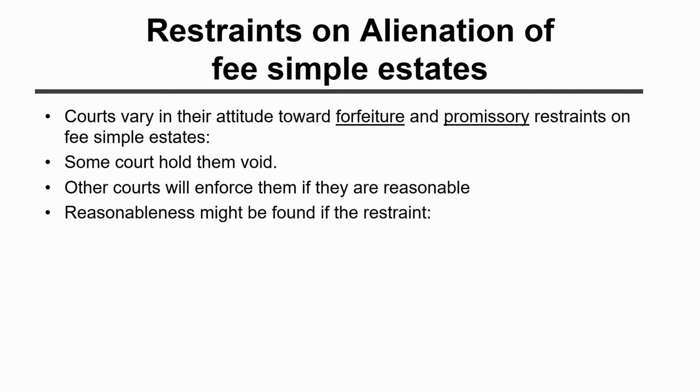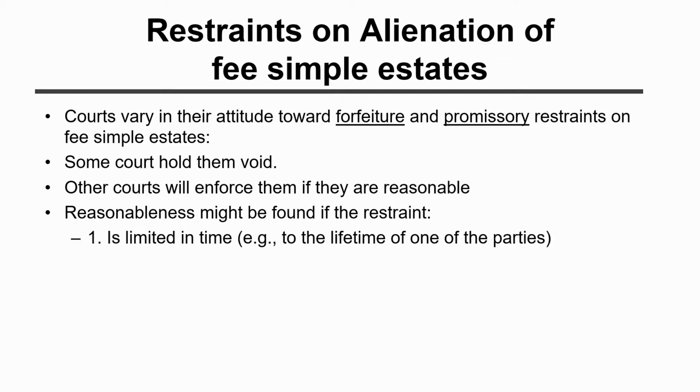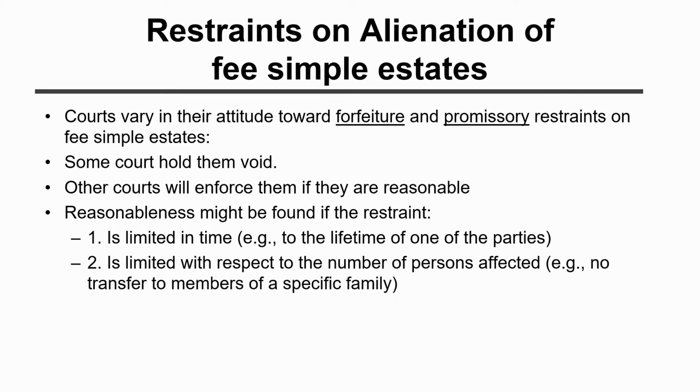Reasonableness might be found from certain factors that we can identify. One of them is that the restraint is limited in the time that it's in effect. For example, it might be limited to the lifetime of one of the parties, either the grantor or the grantee. Or it might be limited to a specific number of years. And if that number of years isn't too long, again, the court might find it to be reasonable and therefore might uphold the restraint on alienation.